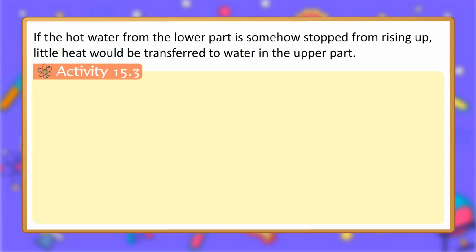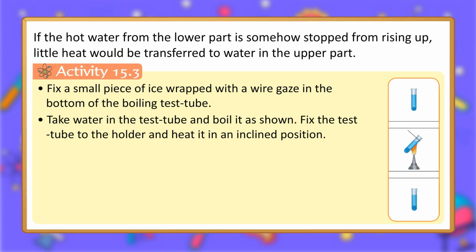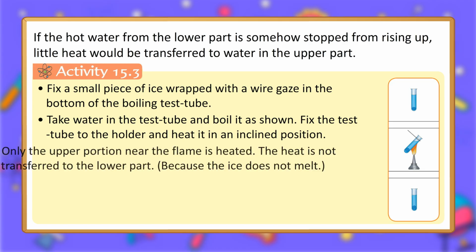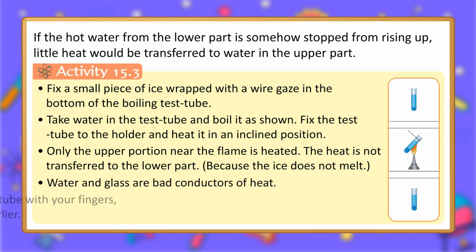Activity 15.3. Fix a small piece of ice wrapped with a wire gauze in the bottom of the boiling test tube. Take water in the test tube and boil it as shown. Fix the test tube to the holder and heat it in an inclined position. Only the upper portion near the flame is heated. The heat is not transferred to the lower part, because the ice does not melt. Water and glass are bad conductors of heat.